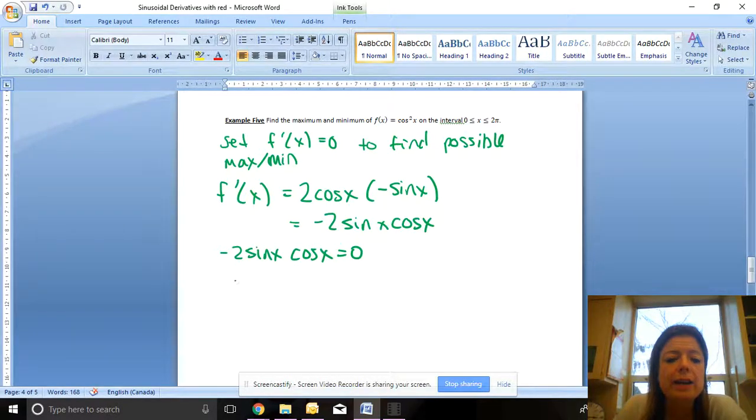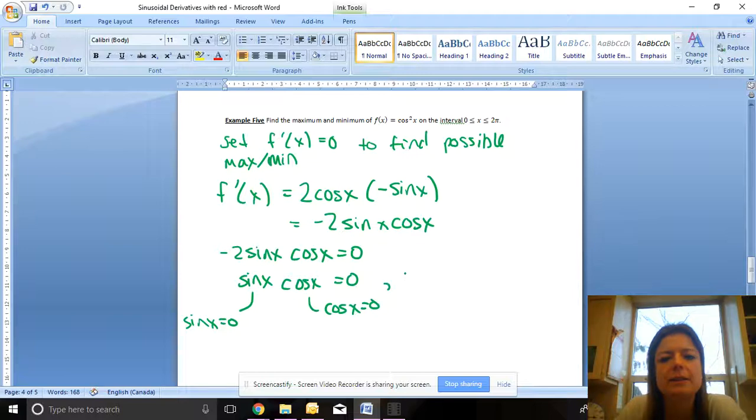So, I mean, we can divide out the negative 2 if we want. You don't really need to. But you'll see you have sine x times cos x equals 0. Okay, so that means that either sine x has to be 0 or cos x has to be 0. And remember, this is on the interval from 0 to 2 pi. So you can either think of what these curves look like, or you can think about the unit circle.